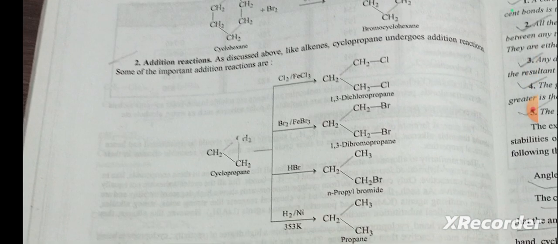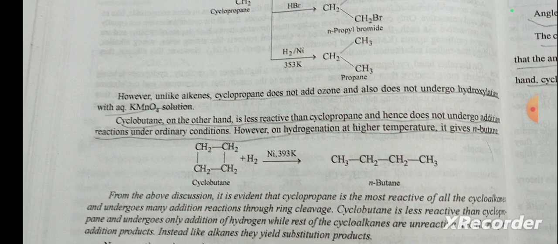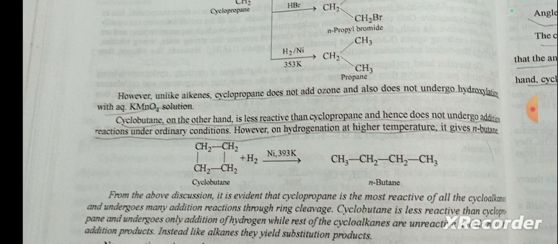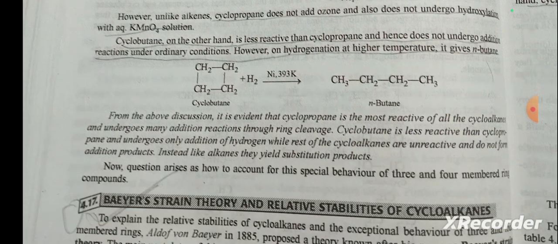Second, addition reaction. Like the alkanes, cyclopropane undergoes addition reactions. Some of the important addition reactions are shown. However, unlike the alkenes, cyclopropane does not add ozone and does not undergo hydroxylation with aqueous KMnO4 solution. Cyclobutane, on the other hand, is less reactive than cyclopropane and hence does not undergo addition reaction under ordinary conditions. However, on hydrogenation at higher temperature, it gives n-butane.